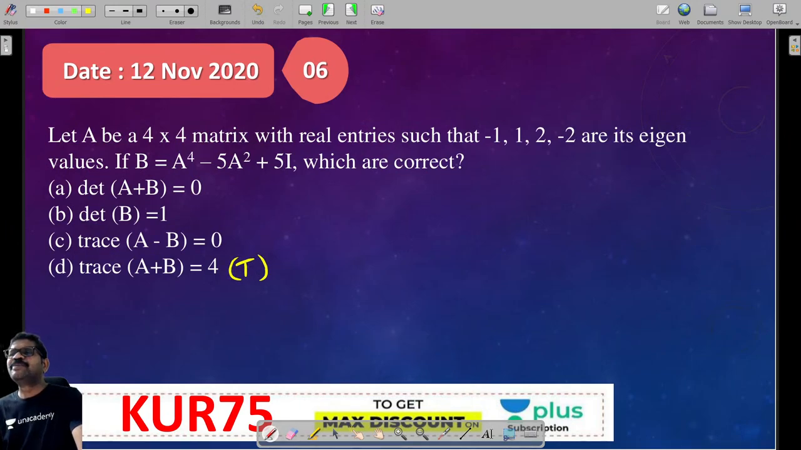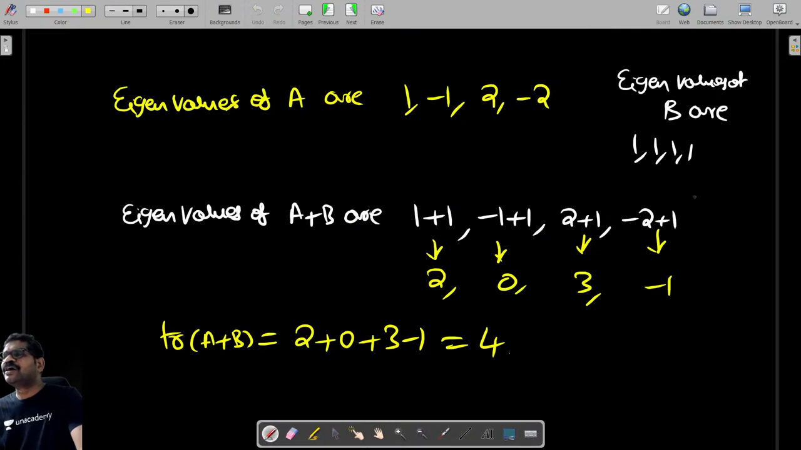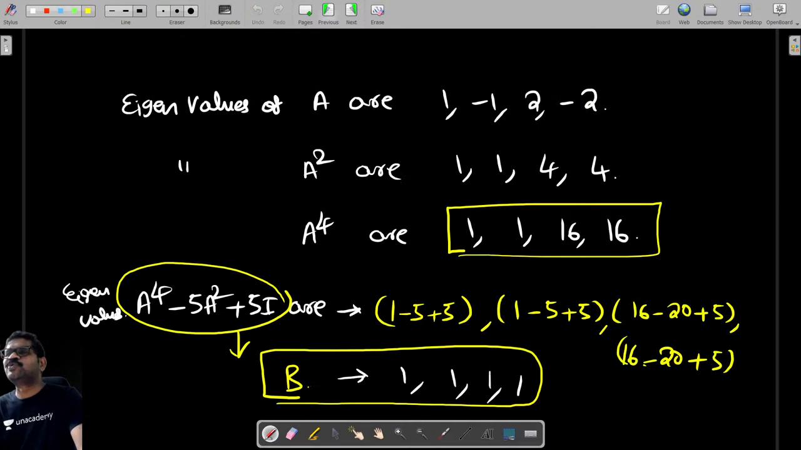Next. Determinant of B is 1. This is also true because eigenvalues of B are 1, 1, 1, 1. Therefore, determinant of B is 1, because determinant is nothing but the product of its eigenvalues. Since eigenvalues of B are 1, 1, 1, 1, determinant of B equals 1 multiplied 4 times, you will get 1. That's why I have selected the second option is true.